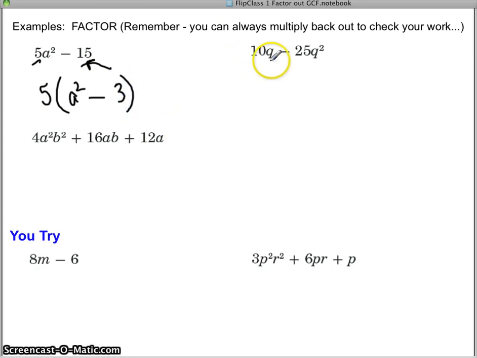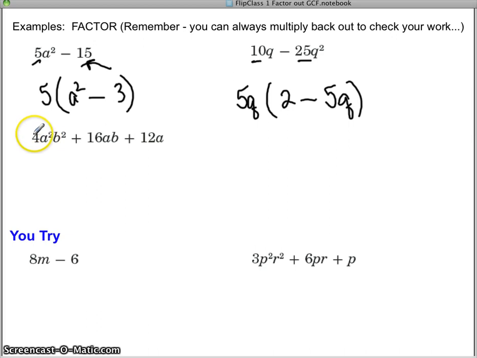Alright, this next one, 10q minus 25q squared. 10 and 25 both have a 5 in it. Q and q squared both have a q in it. 10q divided by 5q, 2. And then minus 25 divided by 5 is 5. Q squared divided by q is q.